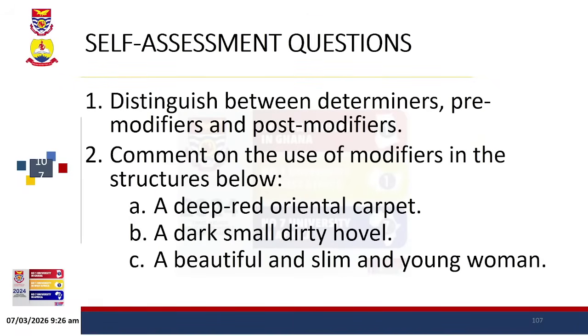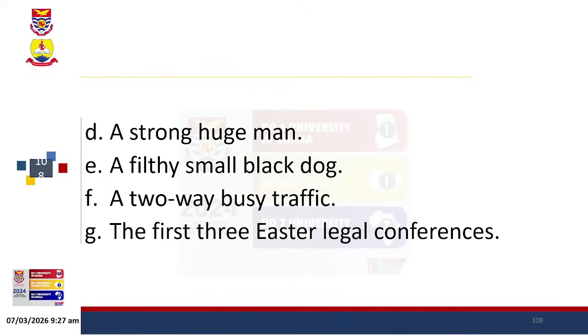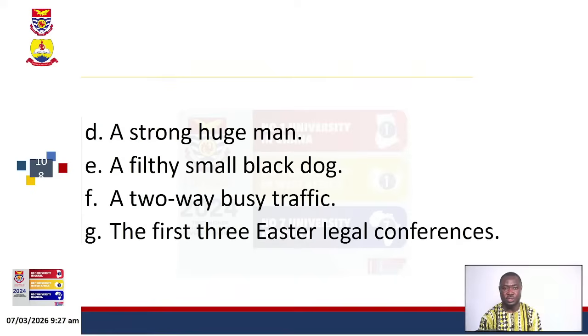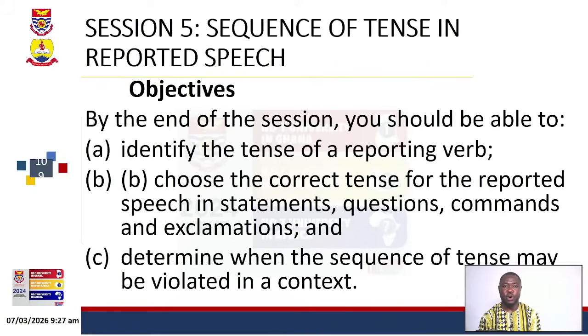Okay, so here you will do this self-assessment also. You will distinguish between determiners, pre-modifiers, and post-modifiers. I believe you have been able to hold onto the distinction that we identified amongst these three terms: determiners, pre-modifiers, and post-modifiers. Then you should be able to comment on the use of modifiers in the structures below. So there is a self-assessment for you. You can try your hands on them, and then show them to your instructors for some corrections.